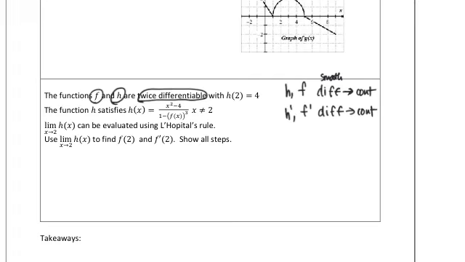Okay, now they tell us also that h of 2 is equal to 4. That means if you look at the graph of h, at x equal to 2, y is equal to 4. We know there's one point on the graph of h.